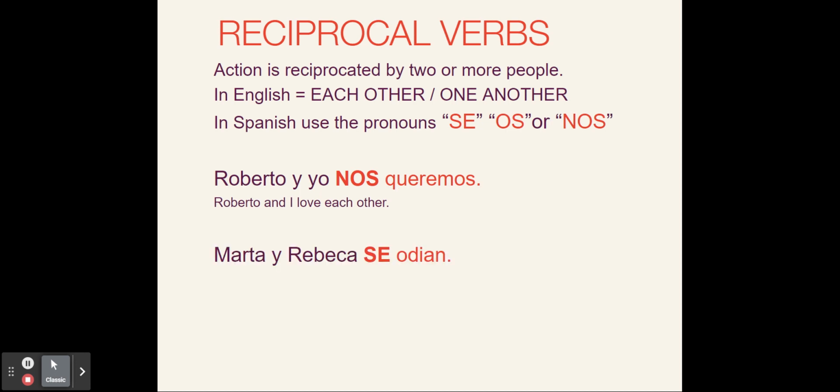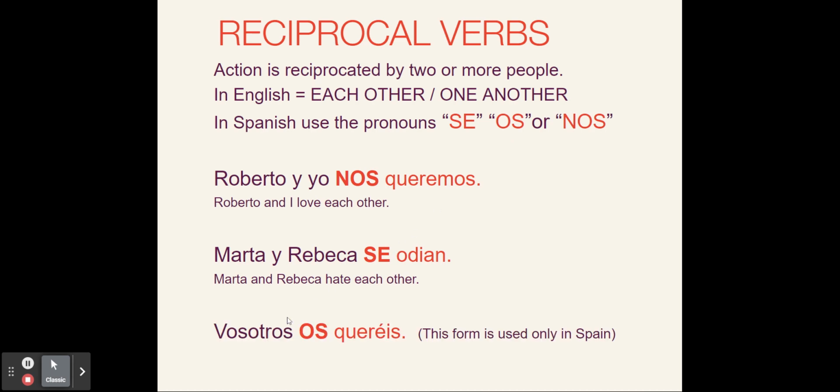Another example, Marta y Rebeca se odian. Marta and Rebecca hate each other. Pronoun goes in front of the conjugated verb. And one example using os, using vosotros, it's only used in Spain. Vosotros os queréis. You guys love each other.